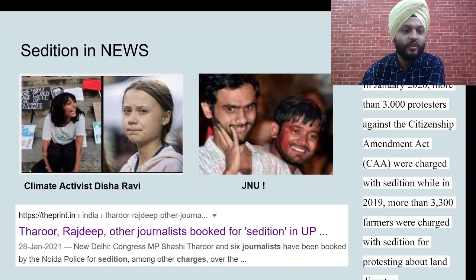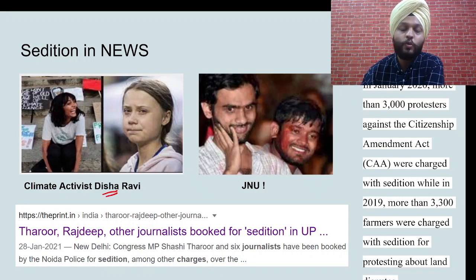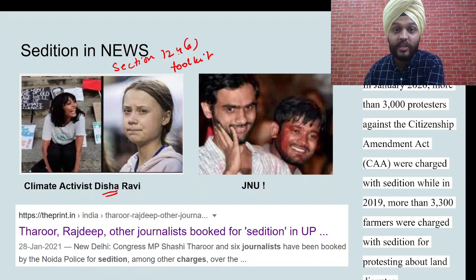So sedition, as you can see, this is the case of climate activist Disha Ravi, right? She was charged with a sedition case by the present government, and the sedition case was basically under section 124A of the IPC. She was accused of something known as a toolkit, which is basically propaganda material on various subjects. It was on climate change, on farmer agitation, on atrocities by the Indian Army on the people. So various material was there which was a kind of criticism or dissent against the government.